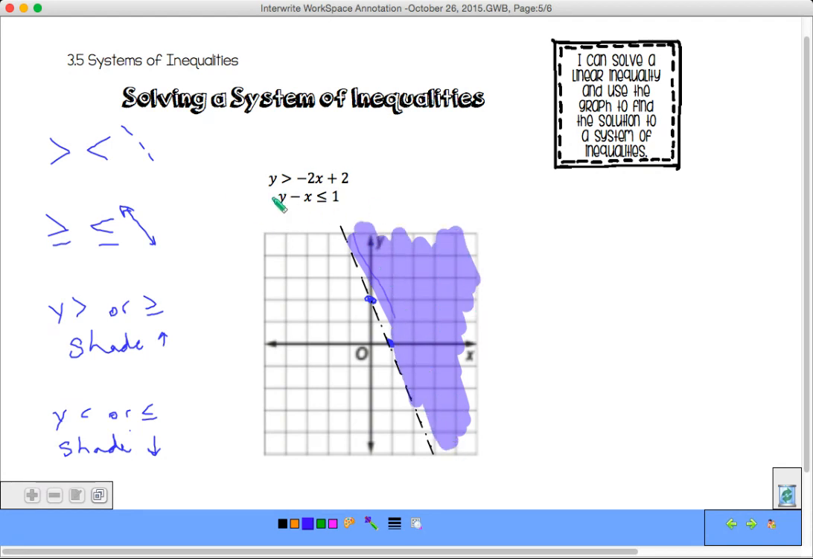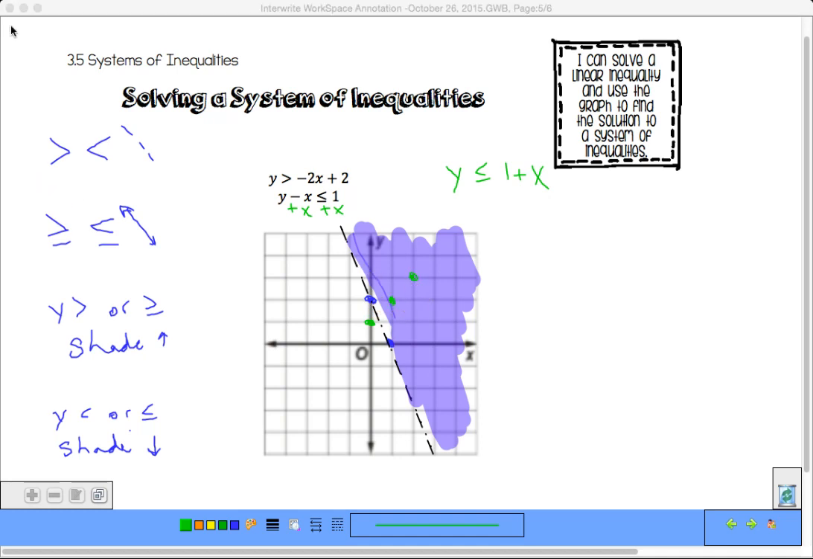Then we're going to graph the second line. So let's use a different color. Make this one green. So this one I need to solve for y first, so I add the x to the other side, which gives me y is less than or equal to 1 plus x. We know this means our slope is 1 and our y-intercept is 1. So I'm going to start at 1, and then I'm going to go up 1 over 1.